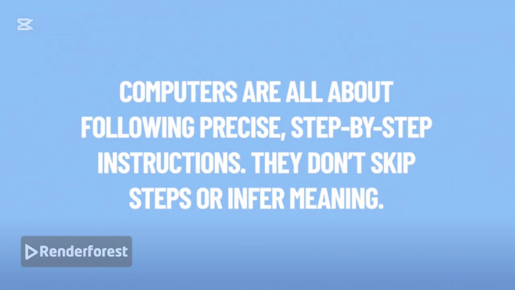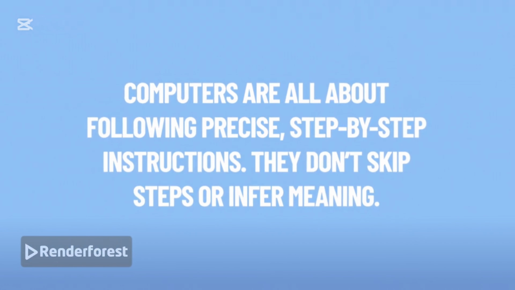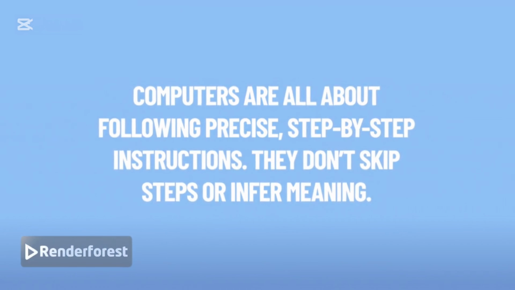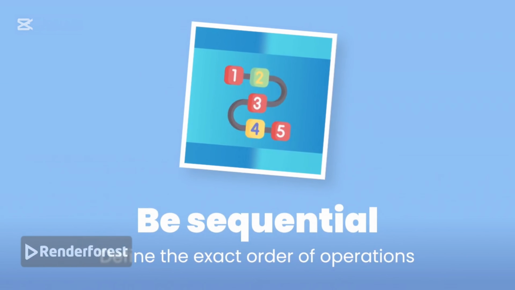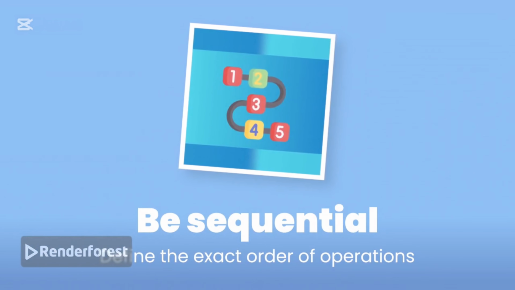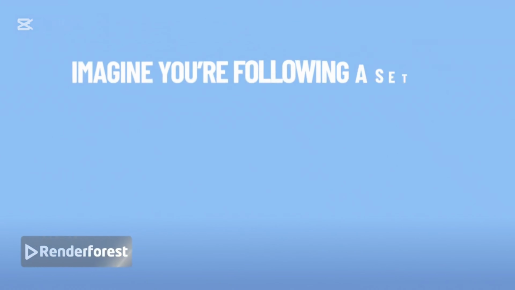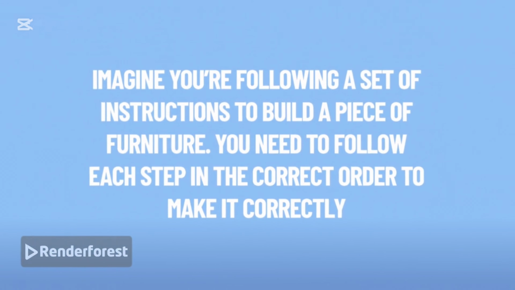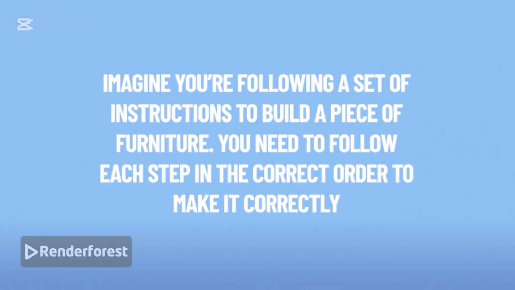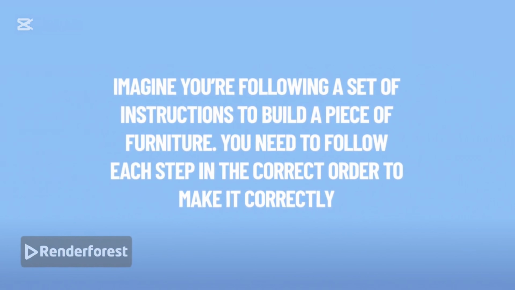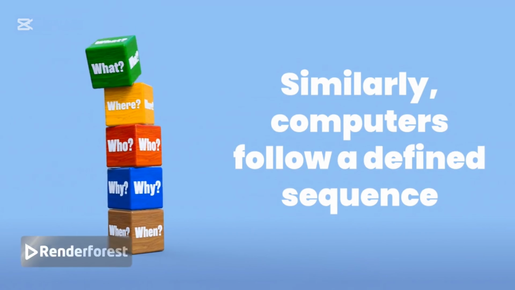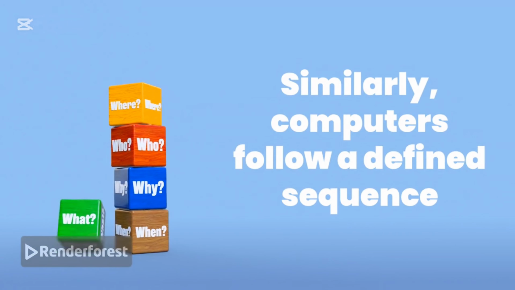Computers are all about following precise and step-by-step instructions. They don't skip steps or infer meaning. So, when you are thinking like a computer, be sequential. This means defining the exact order of operations. Imagine you are following a set of instructions to build a piece of furniture. You need to follow each step in the correct order to make it correctly. Similarly, computers follow a defined sequence.